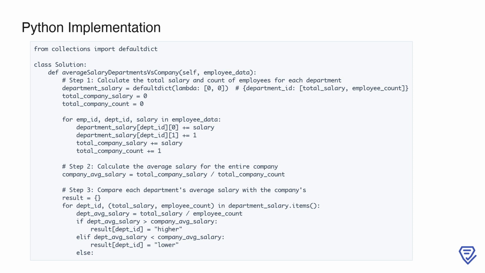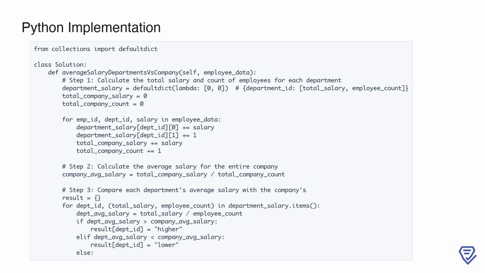Additionally, we initialize 2 variables, total_company_salary and total_company_count, to keep track of the overall salary and number of employees across the entire company. Next, we iterate over the employee_data. For each record, we extract the department ID and salary. We update the corresponding department's total salary and employee count in the department_salary dictionary. Simultaneously, we increase the total_company_salary and total_company_count by adding the current employee's salary and counting them.